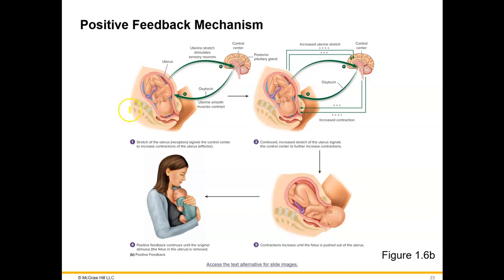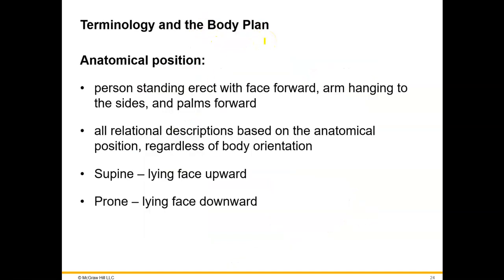So, for example, when labor begins, it begins with small contractions. Those contractions cause the release of chemicals, primarily oxytocin. And that oxytocin leads to more contractions. And those contractions lead to more oxytocin released. So the contractions basically increase until the baby is born. So positive feedback increases the stimulus until that process is over.